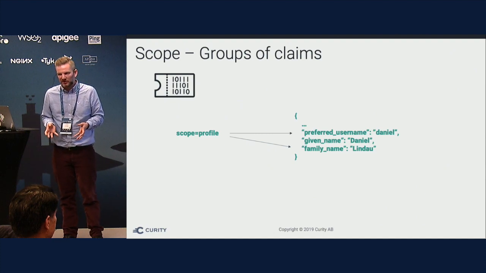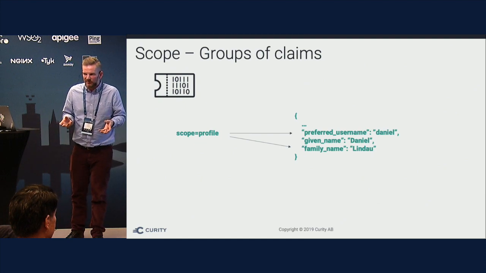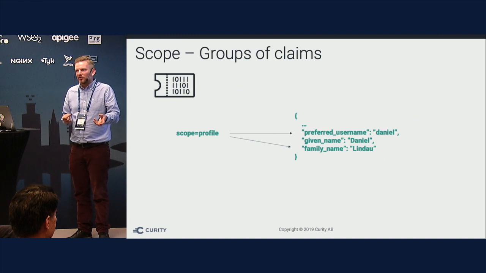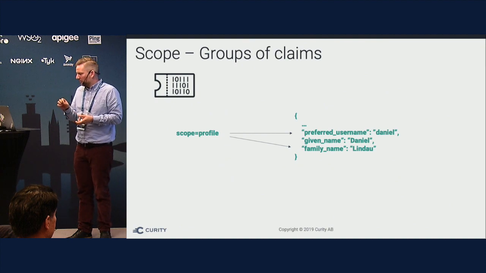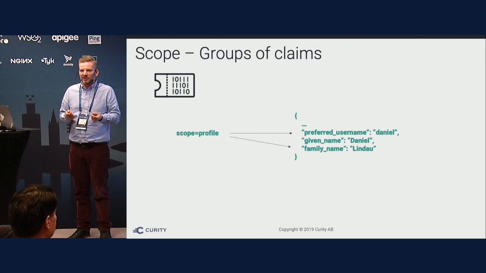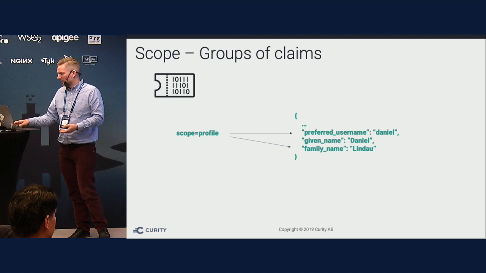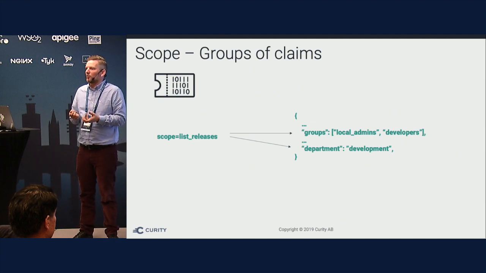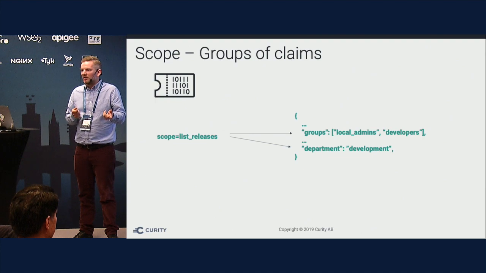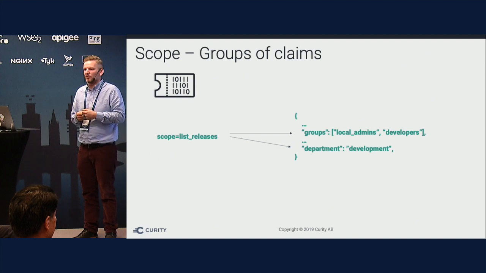And claims can be seen as a scope can be seen as a group of claims. OpenID has a definition saying that if you have the profile scope in a token, that kind of means that you will get profile data in the token. So things like preferred username and given name and family name will end up in your token if a client requests the profile scope. And a similar way can be done for this list release scope. The list release scope can be resolved into two different claims, the groups and the department that I'm working on.